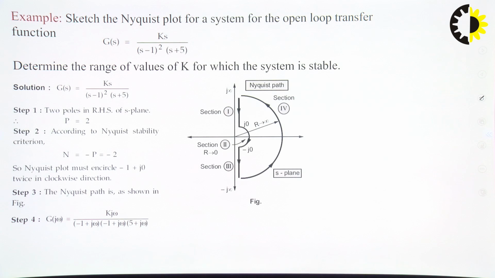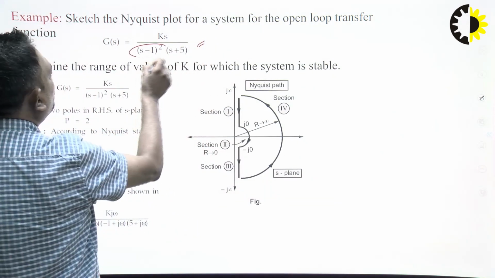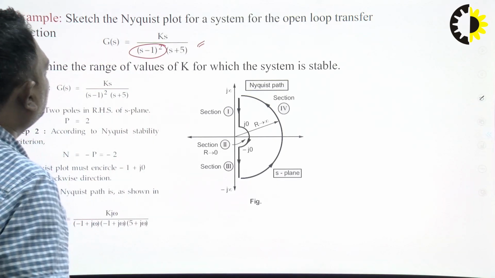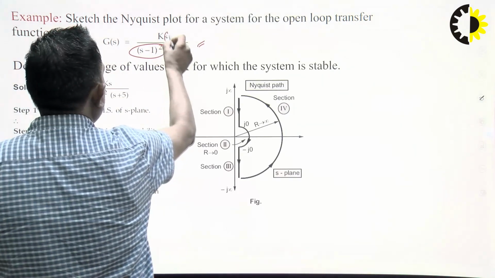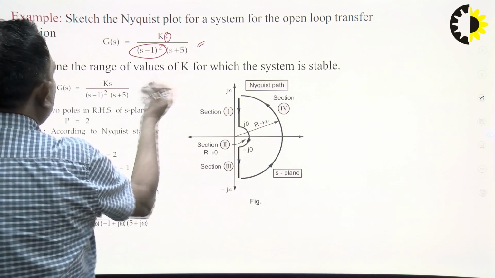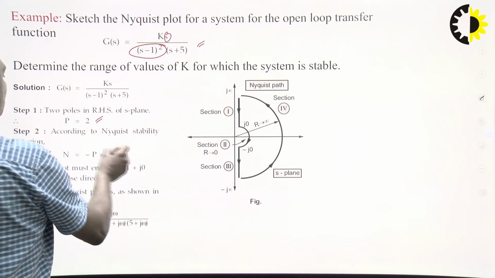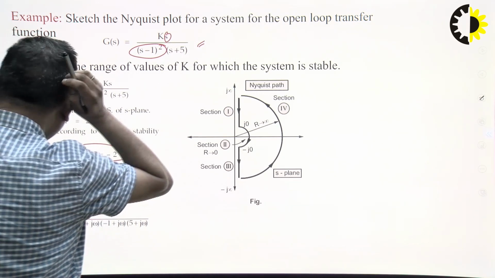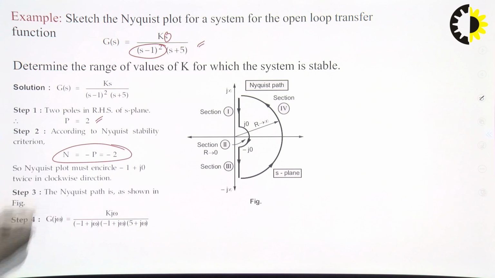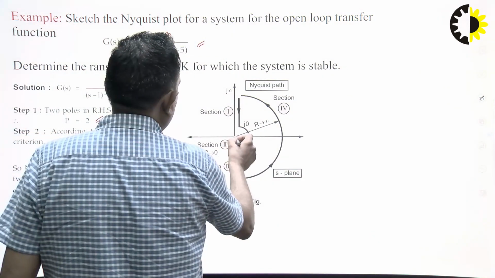Another problem is to sketch the Nyquist plot for a system whose open loop transfer function is this. You can see here two poles are lying in the right half of the S plane, and there is also a 0 at S equals 0. So two poles means P equals 2, and N equals minus P, which equals minus 2. And this is the Nyquist path. It will not pass from here.